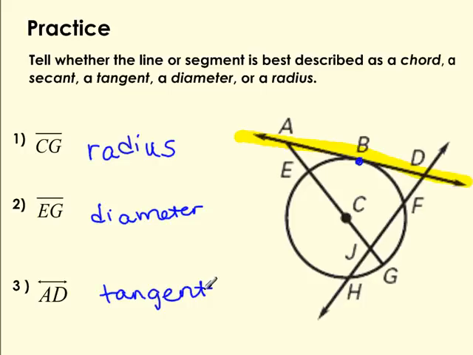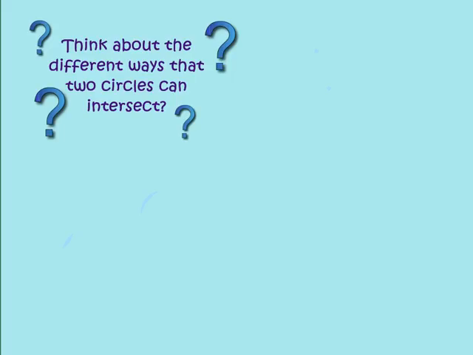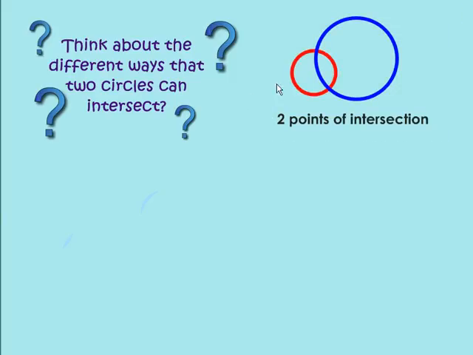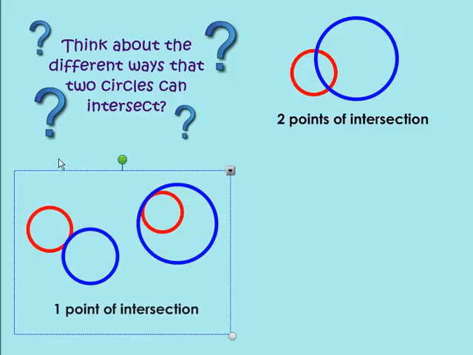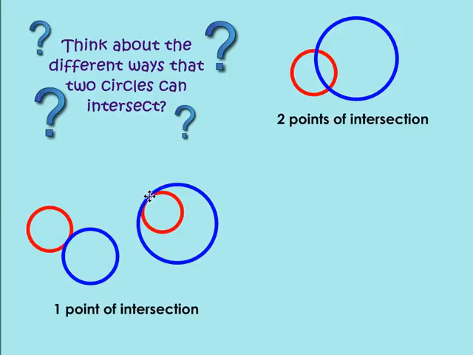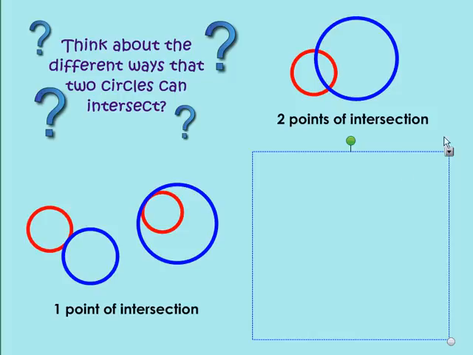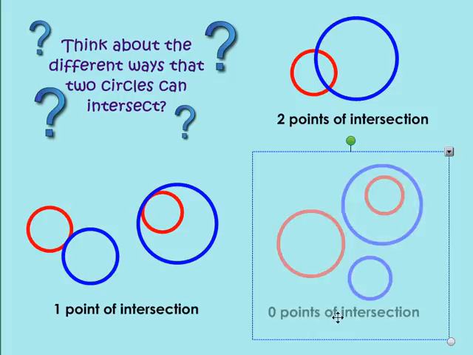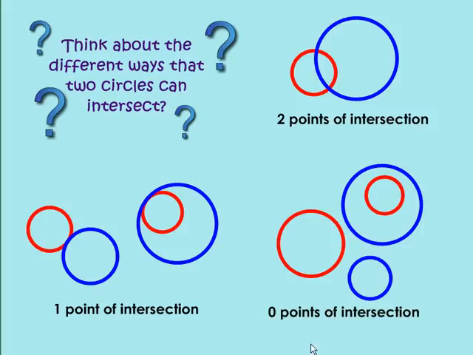We're going to have some theorems that have to do with tangents, and we'll talk about that later. But first, I want us to think about different ways that two circles can intersect. And we can think of them as two circles intersecting, and they'll have 2 points of intersection. They can also intersect to where they have 1 point of intersection, whether it's inside one another or not. And we can also have it where the circles just never intersect, and they'd have 0 points of intersection.